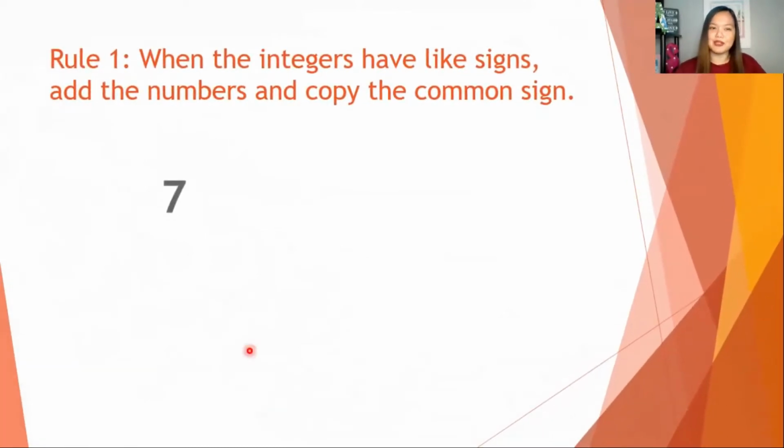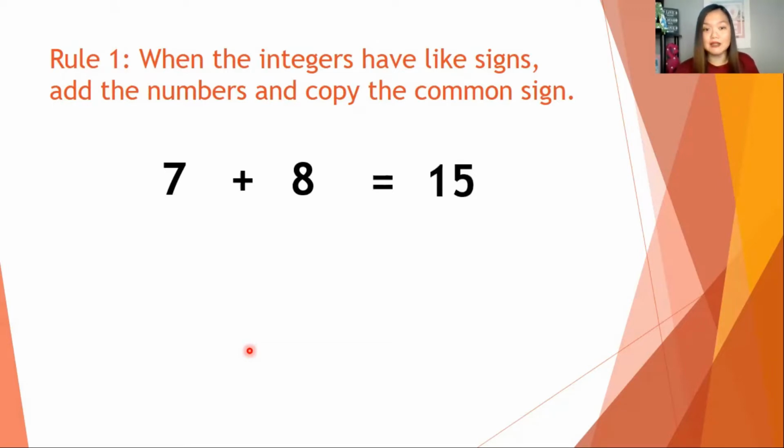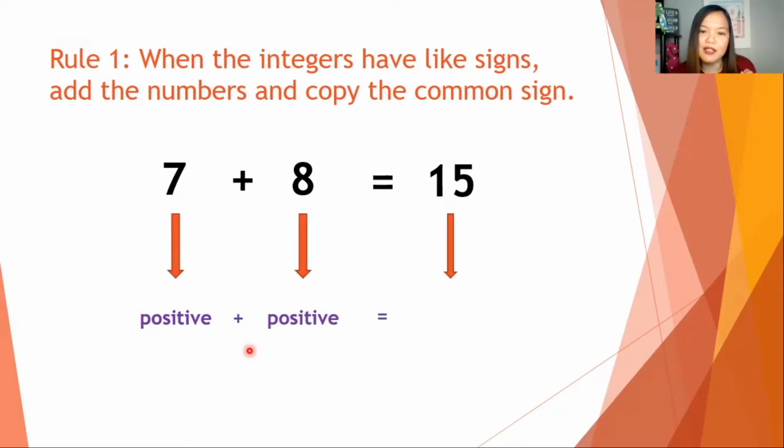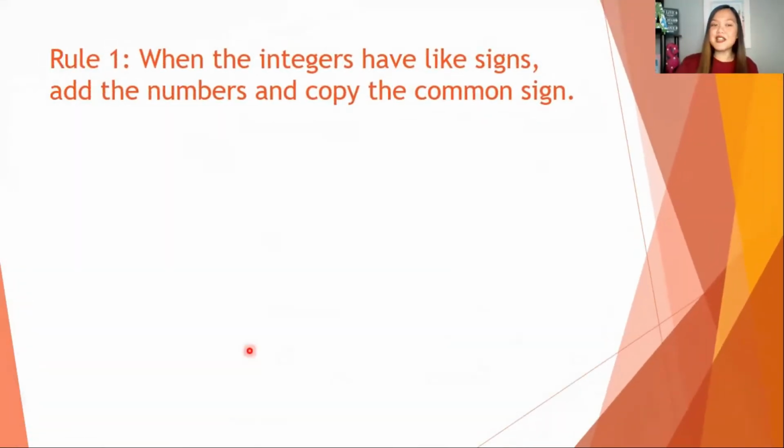So, let's have examples. For rule number 1, we have 7 plus 8 equals, take note, of course 15. That's absolutely 15. But what we are dealing with here is the signs. In rule number 1, positive plus positive equals positive. So they are both positive. If the person with you is a positive thinker and you are also a positive thinker, then it's just positive vibes, right?